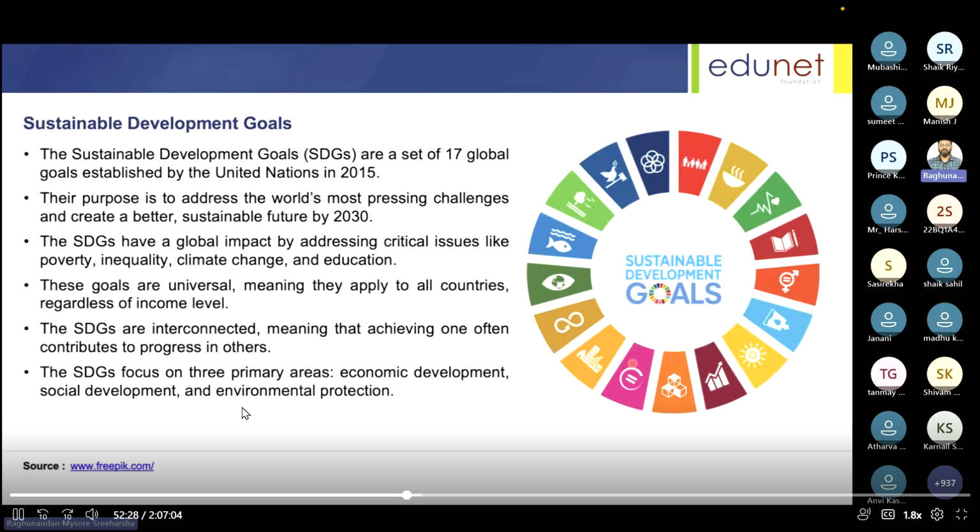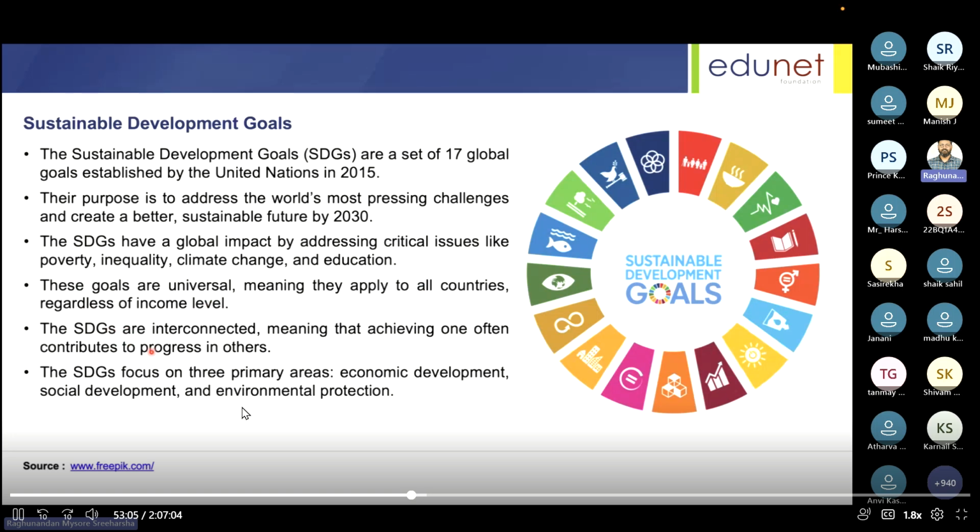This is a pressing matter right now, and we are thinking that by 2030 we need to have a sustainable future, or otherwise it will be a huge problem that we'll be facing. One of the few examples that we have taken here is poverty, inequality, right? We have climate change, we have education. Everyone has the right to get educated, so education is very important. Now these goals are primarily universal, so that means they apply to all the countries regardless of their GDP or income level, whatever we are going to talk about.